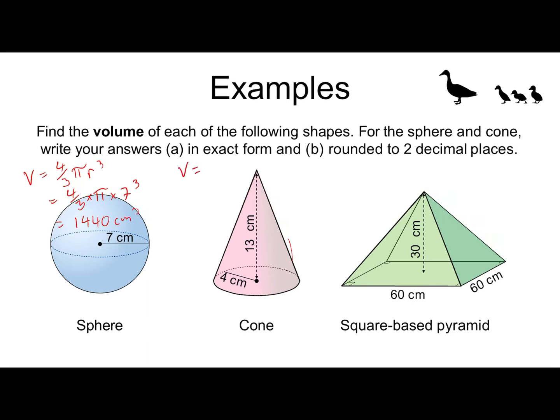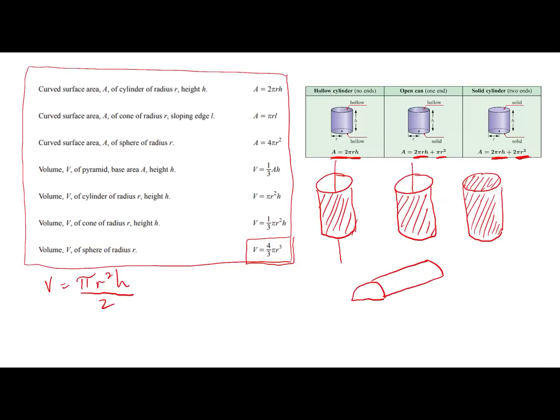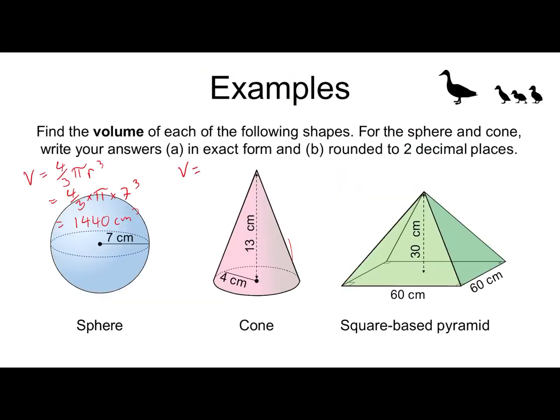Okay. The volume of a cone. Let's have a look at what the formula is. Volume of a cone is 1/3 pi r squared h. Notice it's the same formula as a cylinder, except you're dividing it by 3. So it's a third of a cylinder. So it's going to be 1/3 pi r squared h, where h is the perpendicular height. So we've got all of that information there.